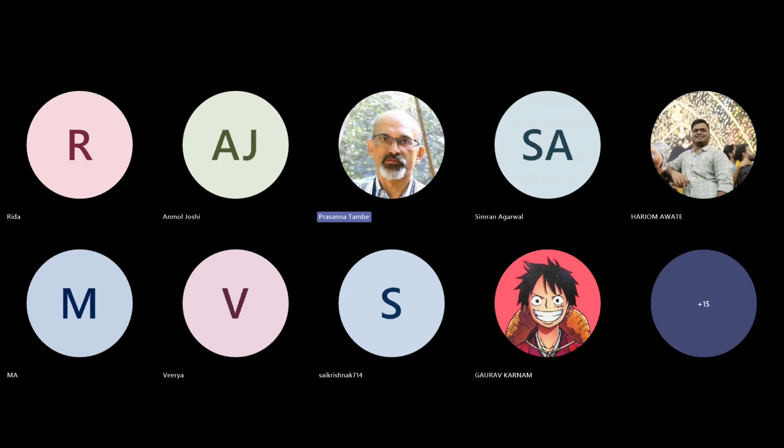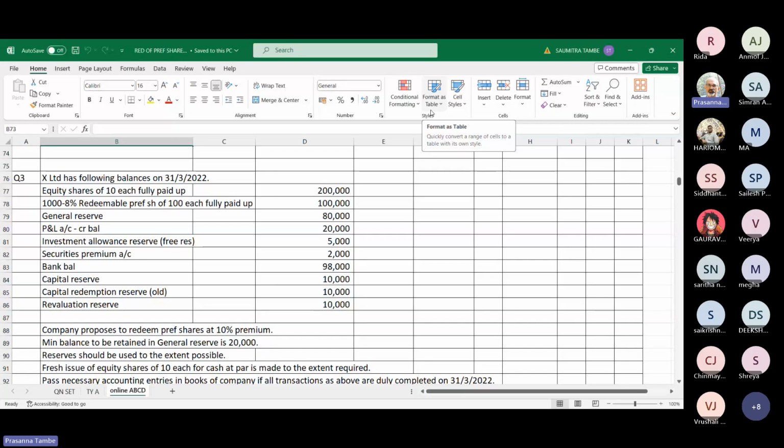Let's continue with our lecture on redemption of preference shares, where we left it yesterday. Yesterday, we discussed the theoretical framework, regulatory framework, and legal issues. We discussed accounting entries also, and then we worked on the first two sums, relatively simple sums to start off with. We'll continue with a few more sums today. Let's have a look at question number 3.